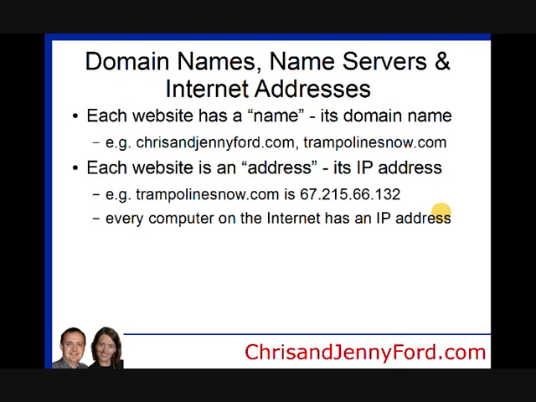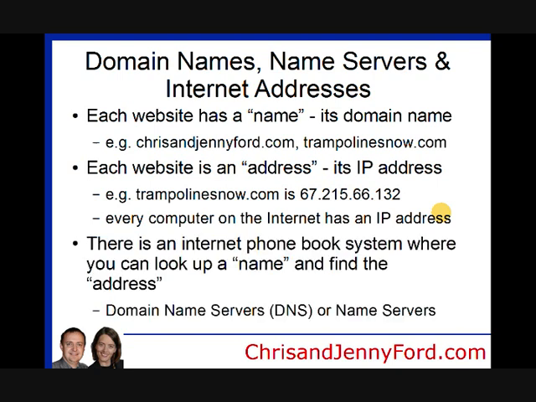And every computer on the internet has an IP address, so that from any computer I can get to any other computer if I know its IP address. But then what the internet also has is an internet phone book system, where I can take somebody's name, a website's name, and I can look up their address in the phone book. What that's called on the internet is the domain name servers, or sometimes shortened to DNS or just name servers. So now we'll have a look at how the internet phone book gets set up when you create a new website.